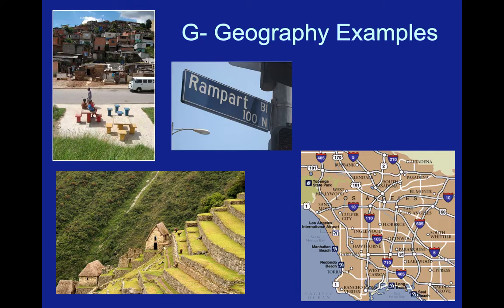Here are some examples that we might see today of geography. So roads, the infrastructure of a city or a town, the landforms and the physical features of an environment and how they would affect how we live.